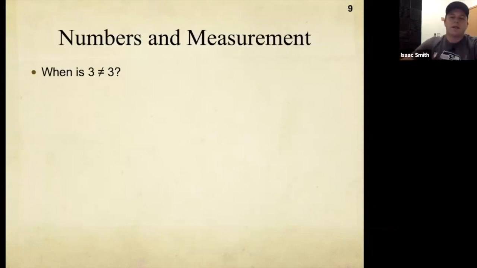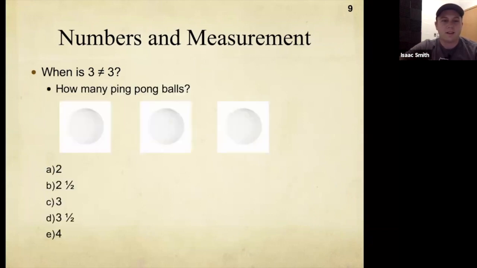All right, so now we get into numbers and measurement, and this is where we start talking about significant figures. So to understand why we even have significant figures, I'm going to go through this exercise, okay? So if I asked you how many ping pong balls are on the slide, I think everyone would say 3. I hope everyone would say 3. We have 3 different ping pong balls, right? There's really no debating this, right? There's 3 ping pong balls.